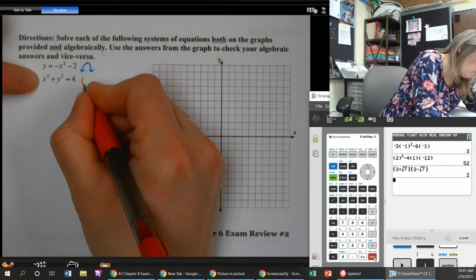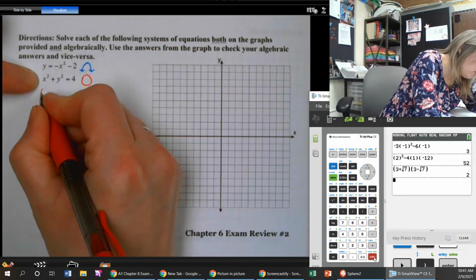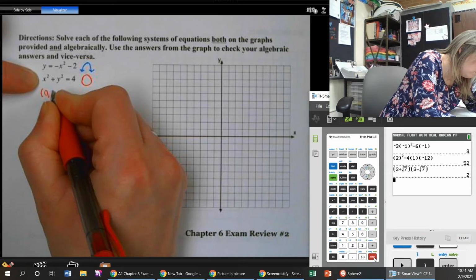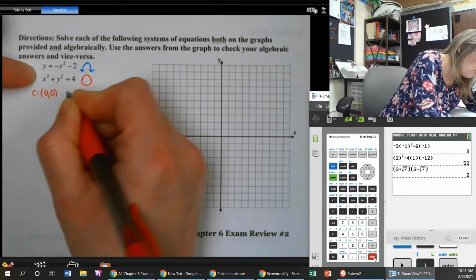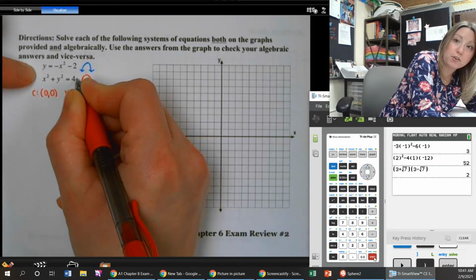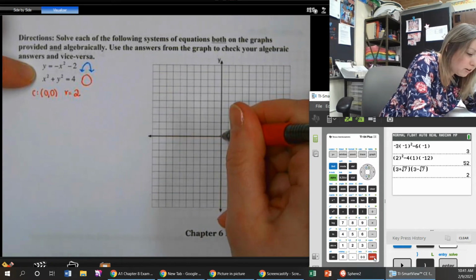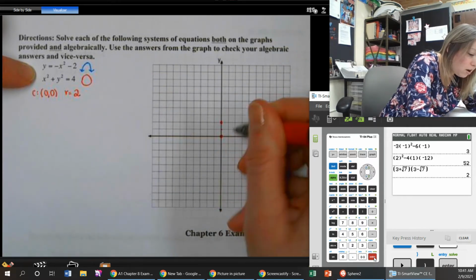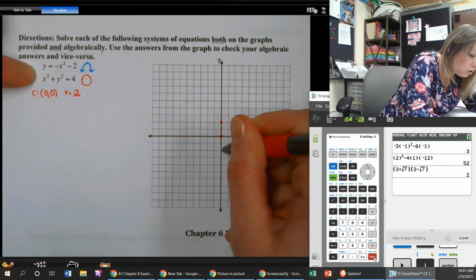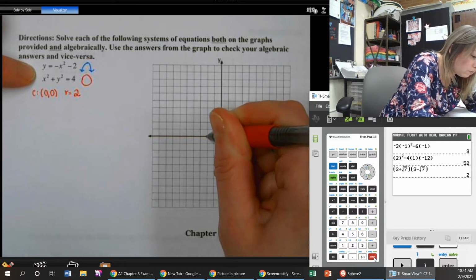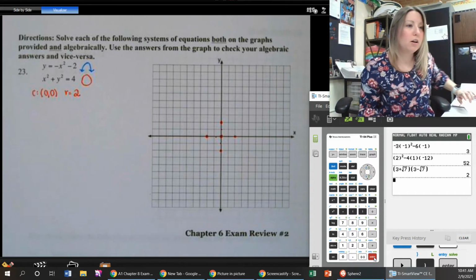So this is a circle where your center is 0, 0. And your radius is the square root of this number right here. The square root of 4 is 2. So I would start here and go up 2, and right 2, and down 2, and left 2.